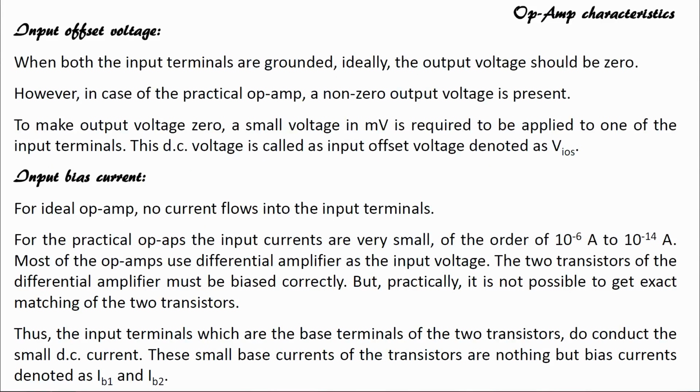When both input terminals are grounded, the output should be 0. But when you do that, like I said in the last course, when you ground both the input terminals of the operational amplifier, you will not find that the output voltage is 0. To make that output voltage 0, a small voltage is required to be applied to one of the input terminals, and that small voltage is nothing but your DC offset voltage, called input offset voltage.